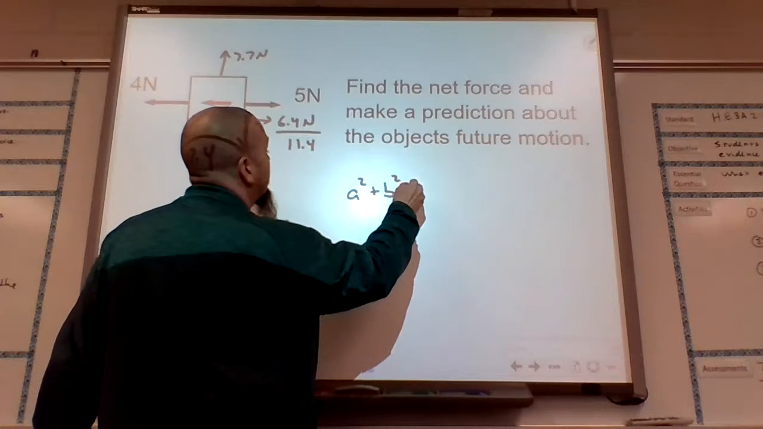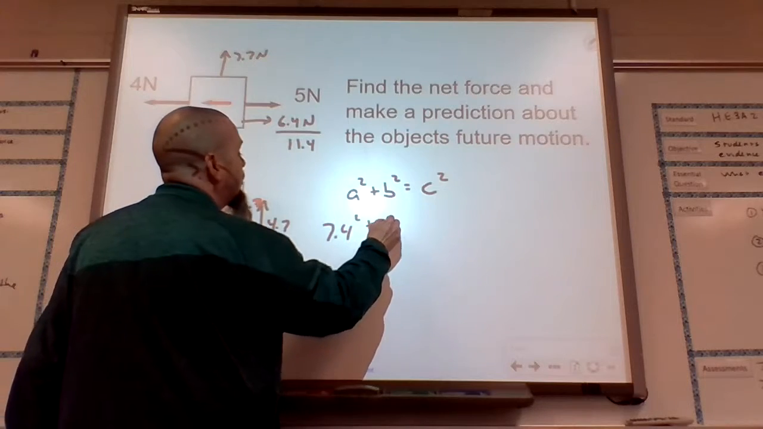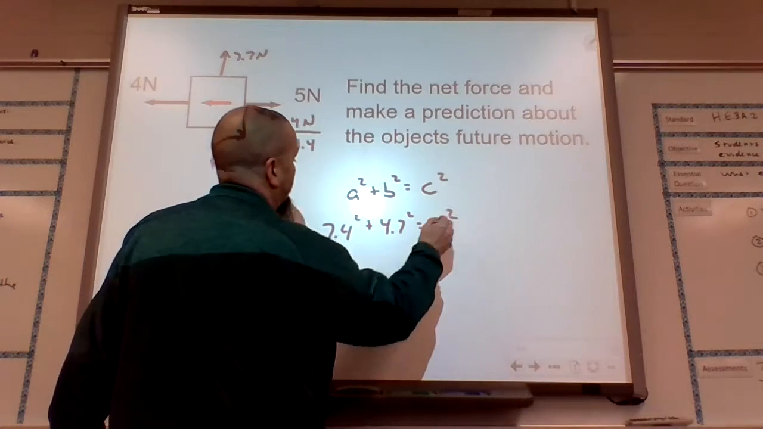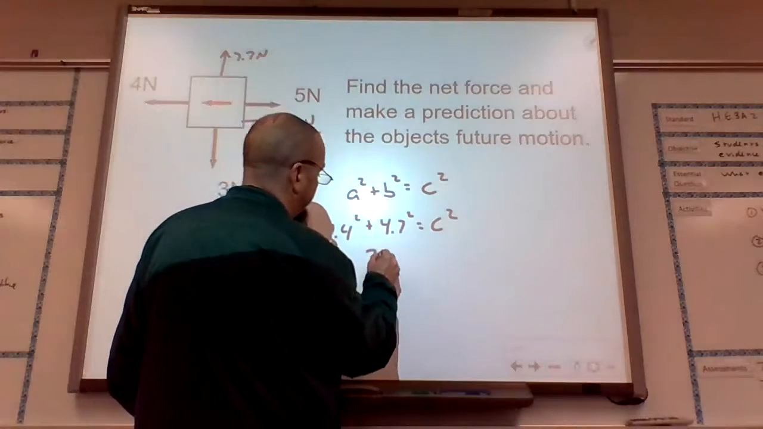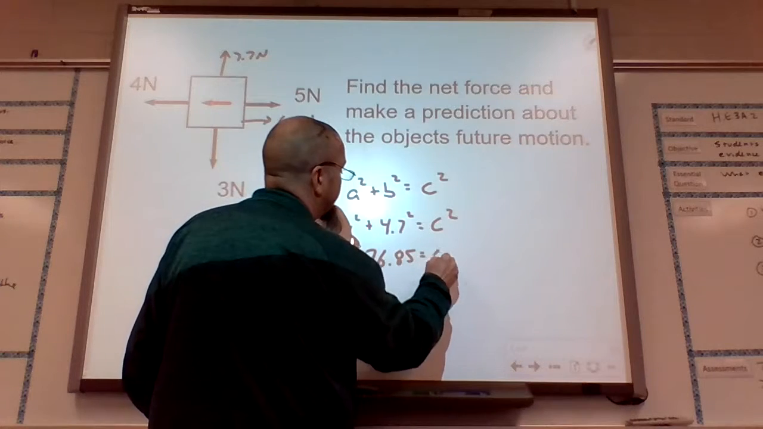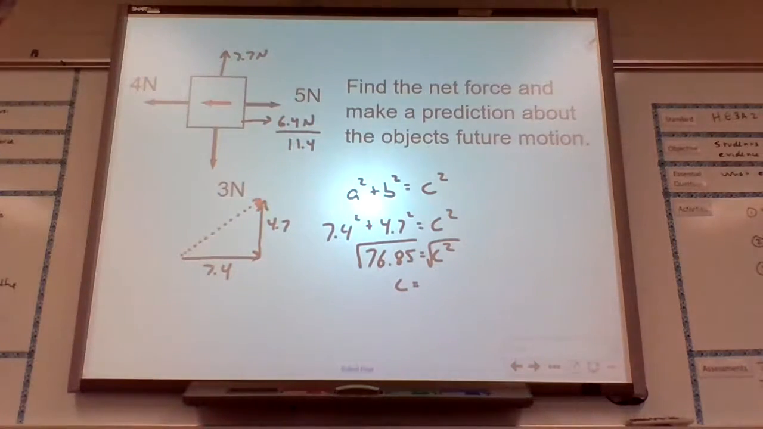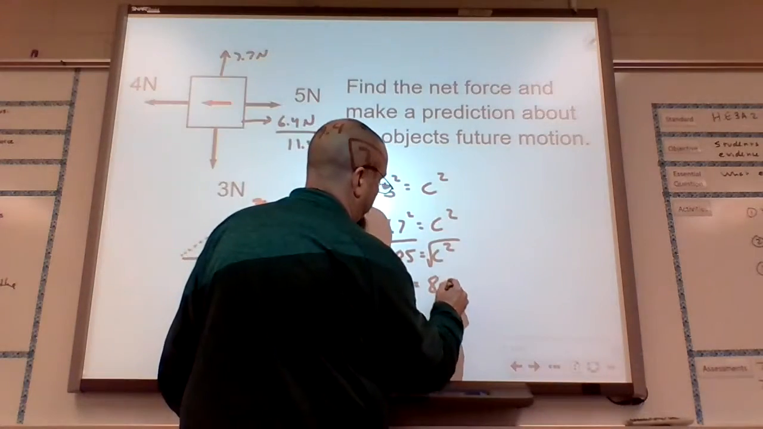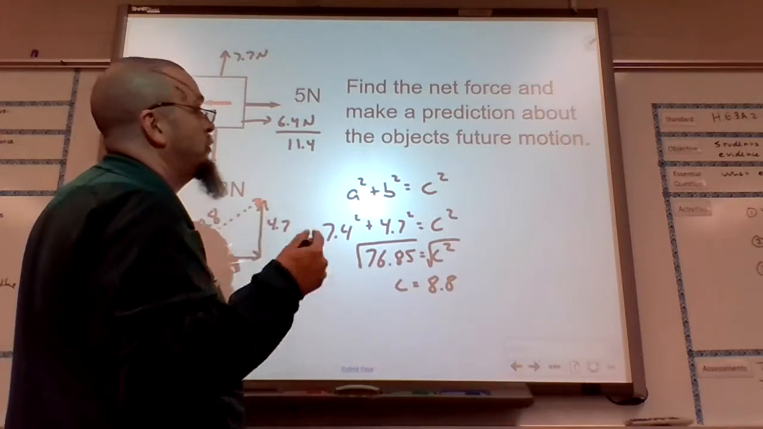A squared plus b squared equals c squared. 7.4 squared plus 4.7 squared equals c squared. 7.4 squared plus 4.7 squared is 76.85. Square root both sides. Our hypotenuse is 8.8. And that's the Newton part of our answer.